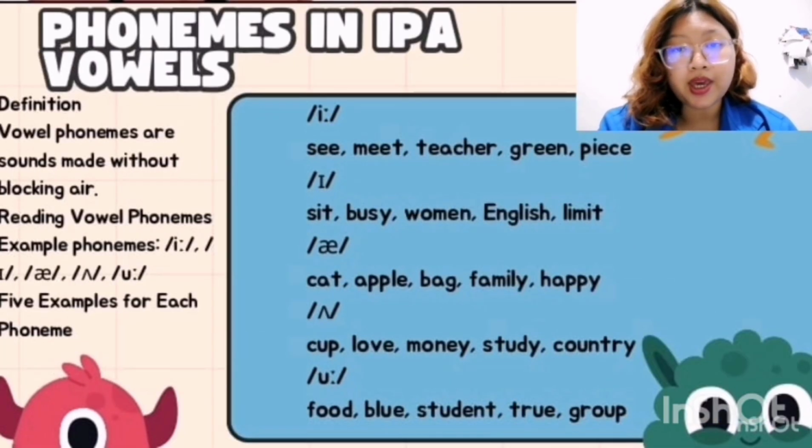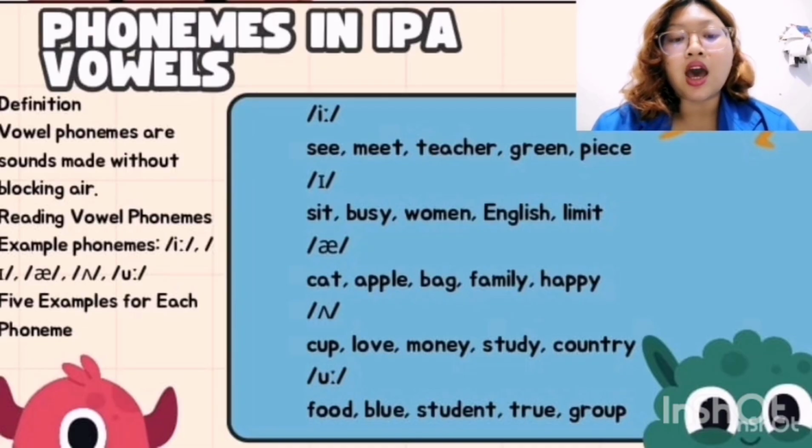Phonemes in IPA vowels. The definition: vowel phonemes are sounds made without blocking air. Reading vowel phonemes. For example phonemes, the first one is A. This is a long sound, and the mouth is slightly smiling. The sound is held longer than a short vowel.